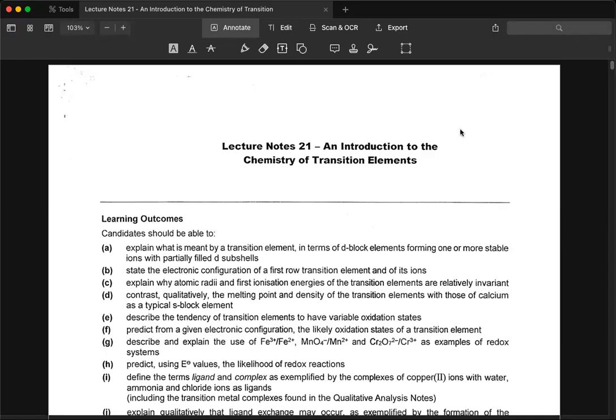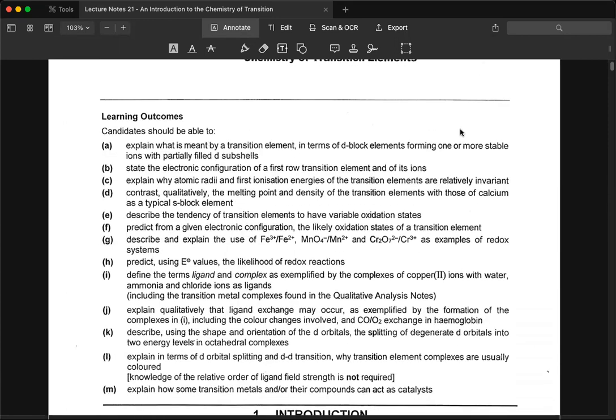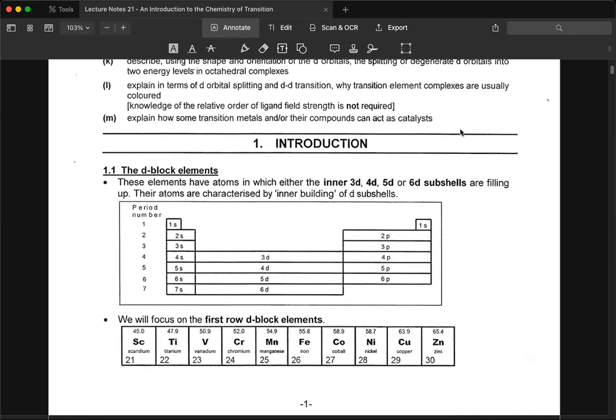Good evening, everyone. I'm here to share the last theory topic for A-level chemistry, Singapore syllabus, Introduction to the Chemistry of Transition Elements. So these are the learning outcomes for this topic. It's a very big topic. We will spend quite a lot of time on it. So let's start with what are transition metals?